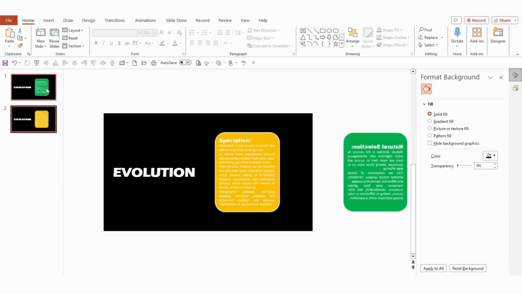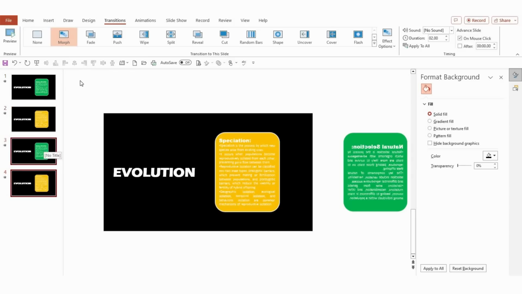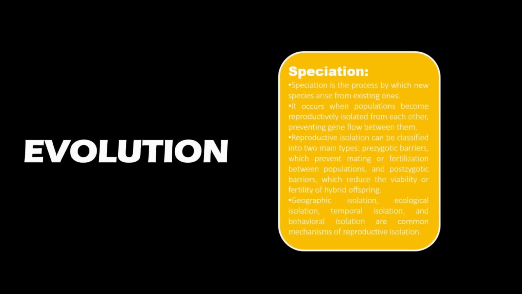Now, select both slides, go to the Transitions tab, and apply the Morph transition. Duplicate the slide. This gives the animation a smooth flow. And that's it. You've successfully created a stunning shape open animation in PowerPoint.